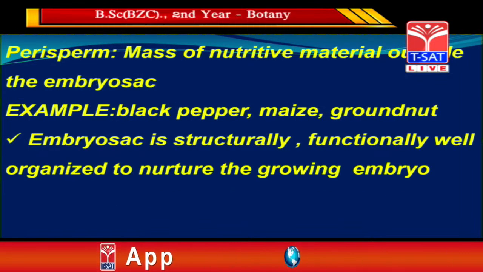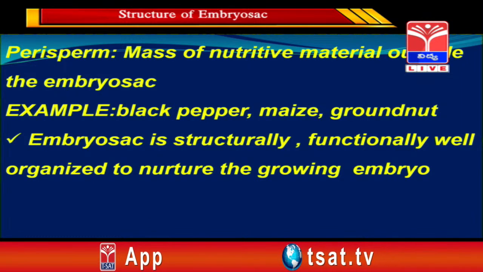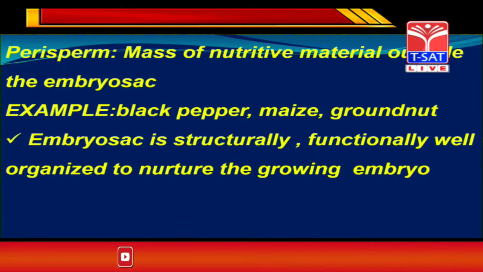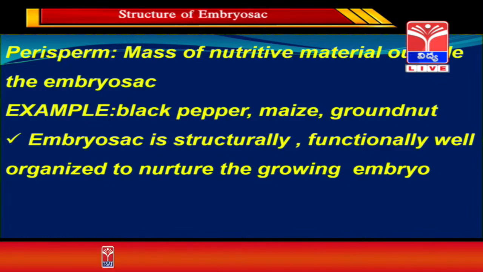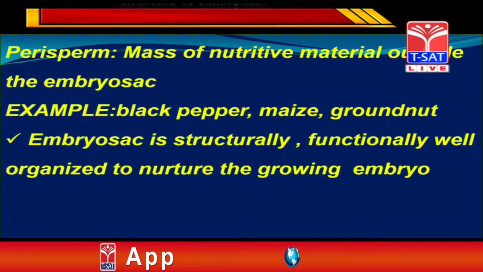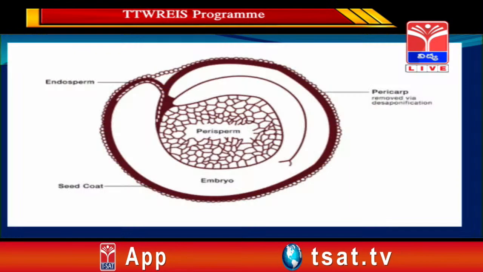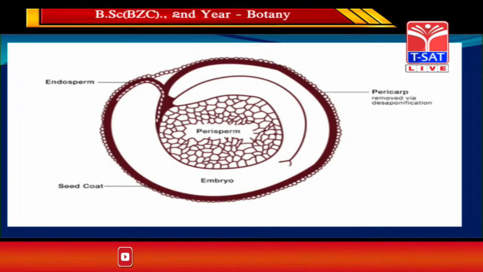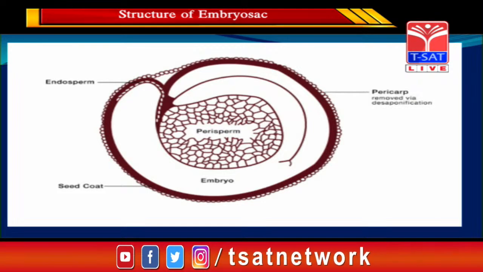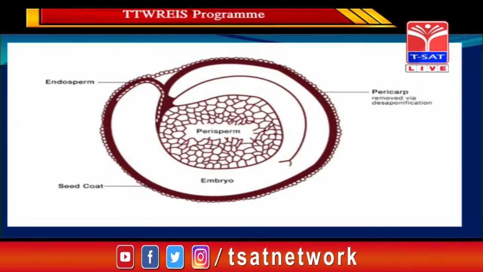Perisperm. What is perisperm? Perisperm means a mass of nutritive material outside of the embryo sac. For example, black pepper, maize, groundnut. And the embryo sac is structurally and functionally well organized to nurture the growing embryo. See here, the embryo sac is present in the middle of the perisperm. The remaining thin layer of nucellus cells is called perisperm. It is covered with the seed coat.